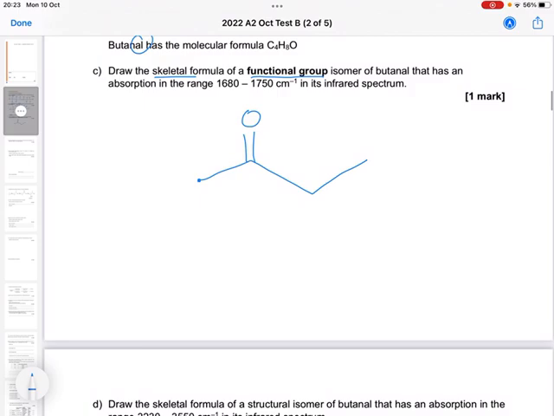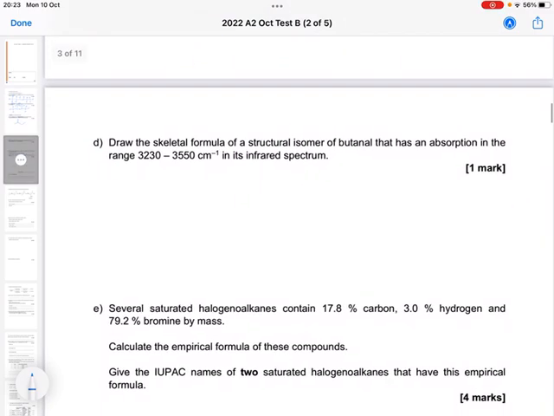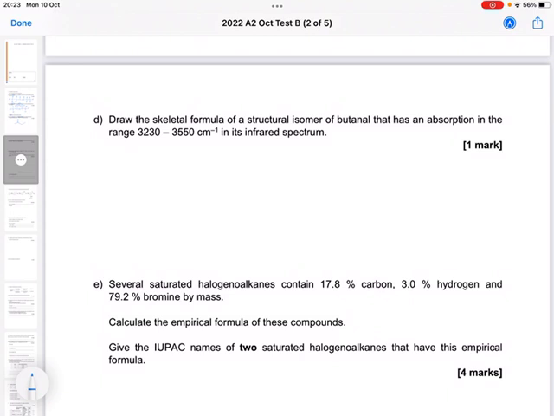And then part D, draw the skeletal formula of a structural isomer of butanal that has an absorption here. So in the infrared spectra, if you look at that, you can see that this is an OH for alcohols. So I'm going to need a cyclic alcohol because I'm not going to have enough hydrogens otherwise. Okay, and again there are other possibilities here.